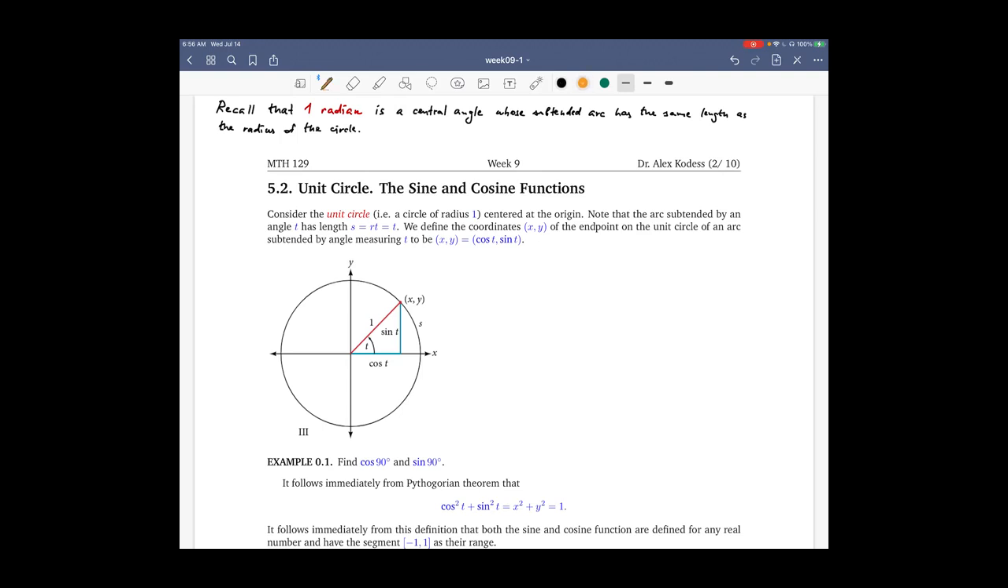So if we draw a circle of some radius r, and a central angle whose subtended arc, this arc, also has length r, that is the definition of 1 radian.